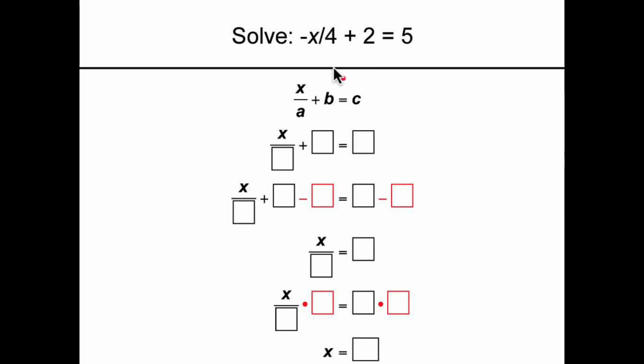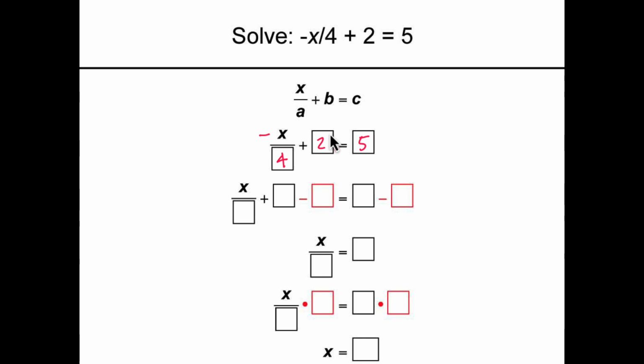Let's solve this two-step equation. It's a two-step equation because it involves two operations, division, shown here, and addition, shown here. So let's take this equation and plug it into this template. So we get negative x over 4 plus 2 equals 5.